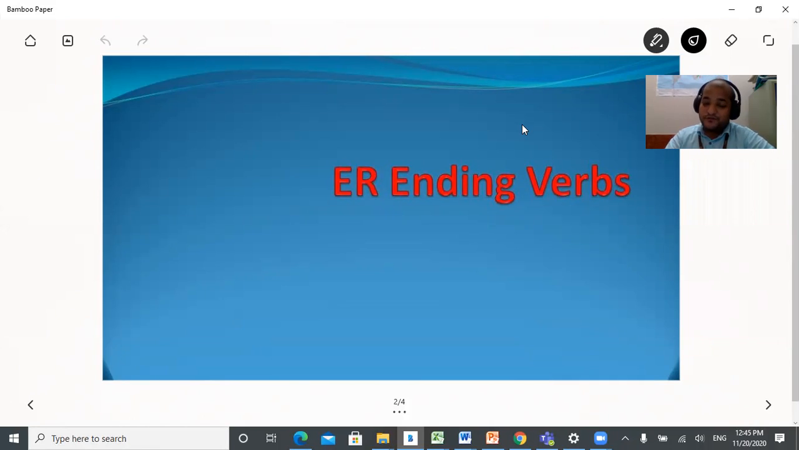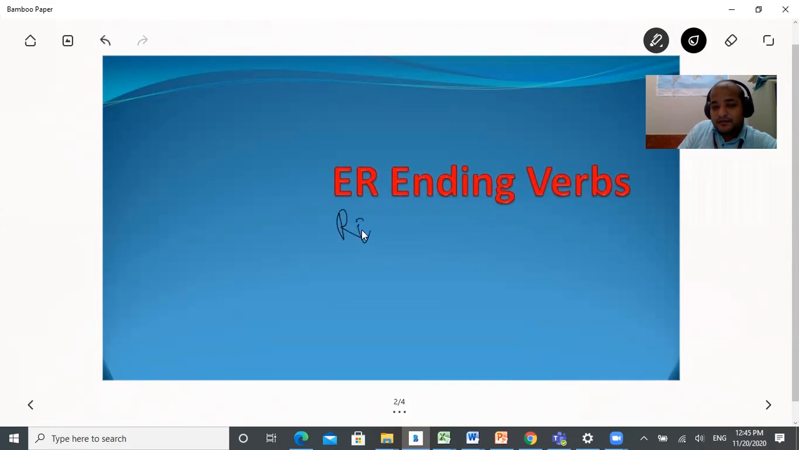Hello learners, today we are going to learn the conjugation of ER ending verbs in French. As you know, there are three types of verbs in French. Right now on the screen is ER ending verbs. Basically there are three types of verbs: ER ending verbs, RE ending verbs, and IR ending verbs. We will learn the conjugation of ER ending verbs today.